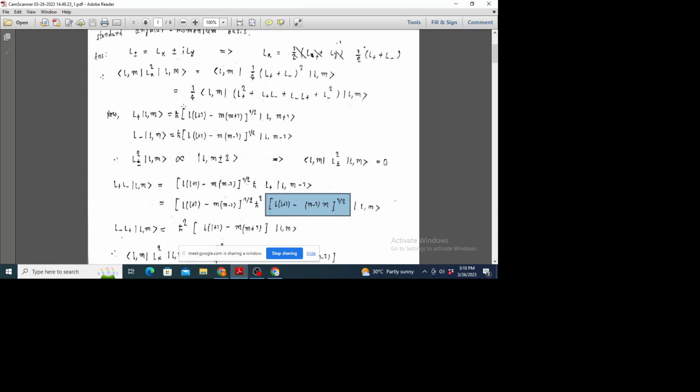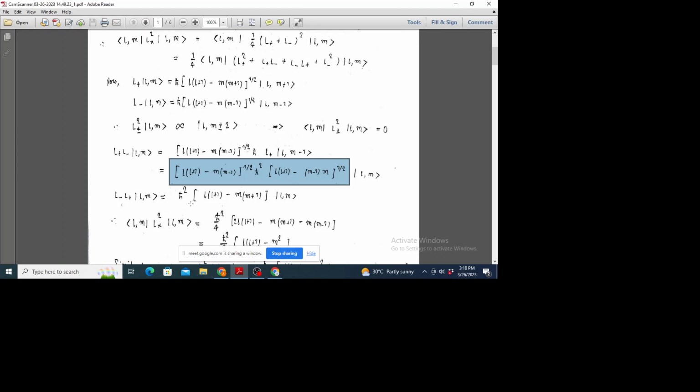So for M, if we look at this, it was L into L plus 1 minus M into M plus 1. So we have to put M minus 1 in place of M. If you put M minus 1 in place of M, of course you get L into L plus 1 minus M minus 1 into M. So this is what we have got, and you can see these two highlighted factors are exactly equal.